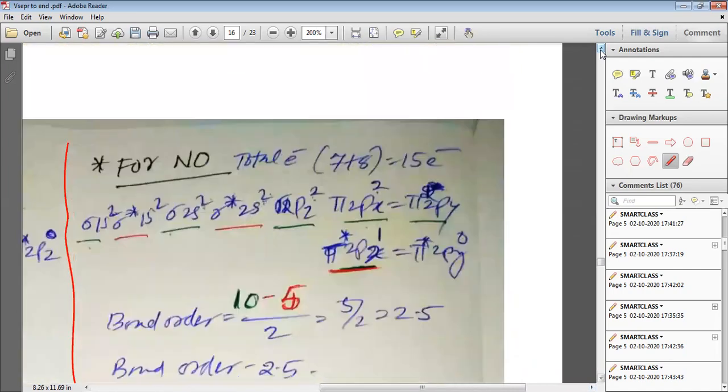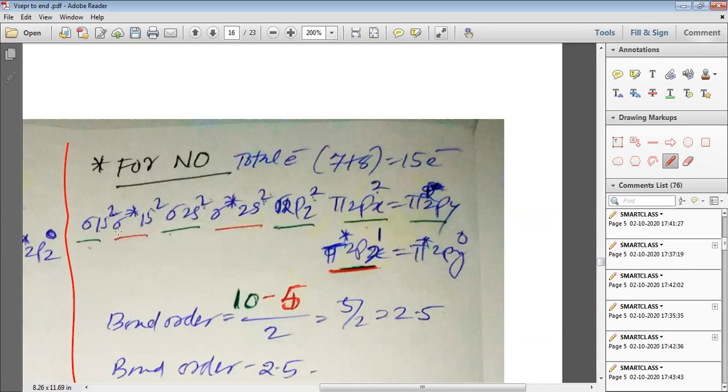Now we'll study some more. Let us think of NO. For NO, the total number of electrons: nitrogen 7, oxygen 8, so total 15 electrons. We don't have any homonuclear molecule with 15 electrons, so let us write the electronic configuration: sigma 1s2, sigma star 1s2, sigma 2s2, sigma star 2s2, sigma 2p z2, pi 2p x2 is equal to pi 2p y2, pi star 2p x1, and pi star 2p y0.